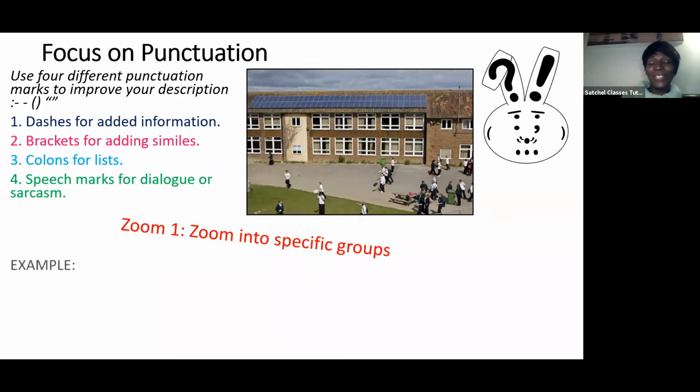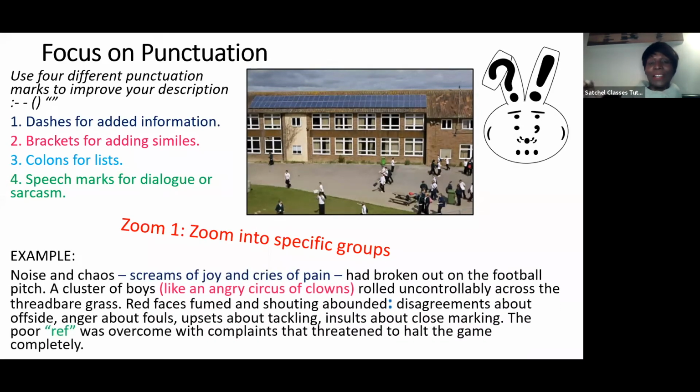So what could it look like if you're zooming in? Noise and chaos, screams of joy and cries of pain had broken out on the football pitch. So we're zooming in a bit closer to the football pitch. A cluster of boys, like an angry circus of clowns, rolled uncontrollably across the threadbare grass. Red faces fumed and shouting abounded. Disagreements about the offside, anger about the fouls, upsets about tackling, insults about close marking. The poor ref was overcome with complaints that threatened to halt the game completely.